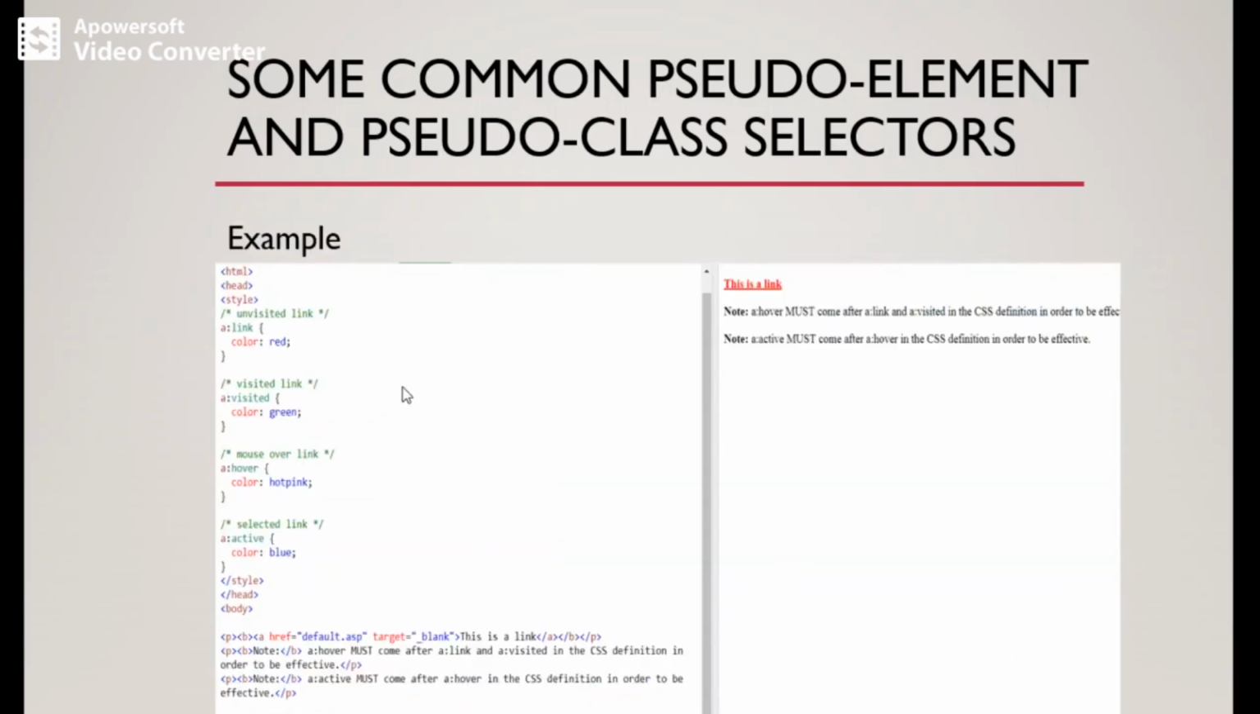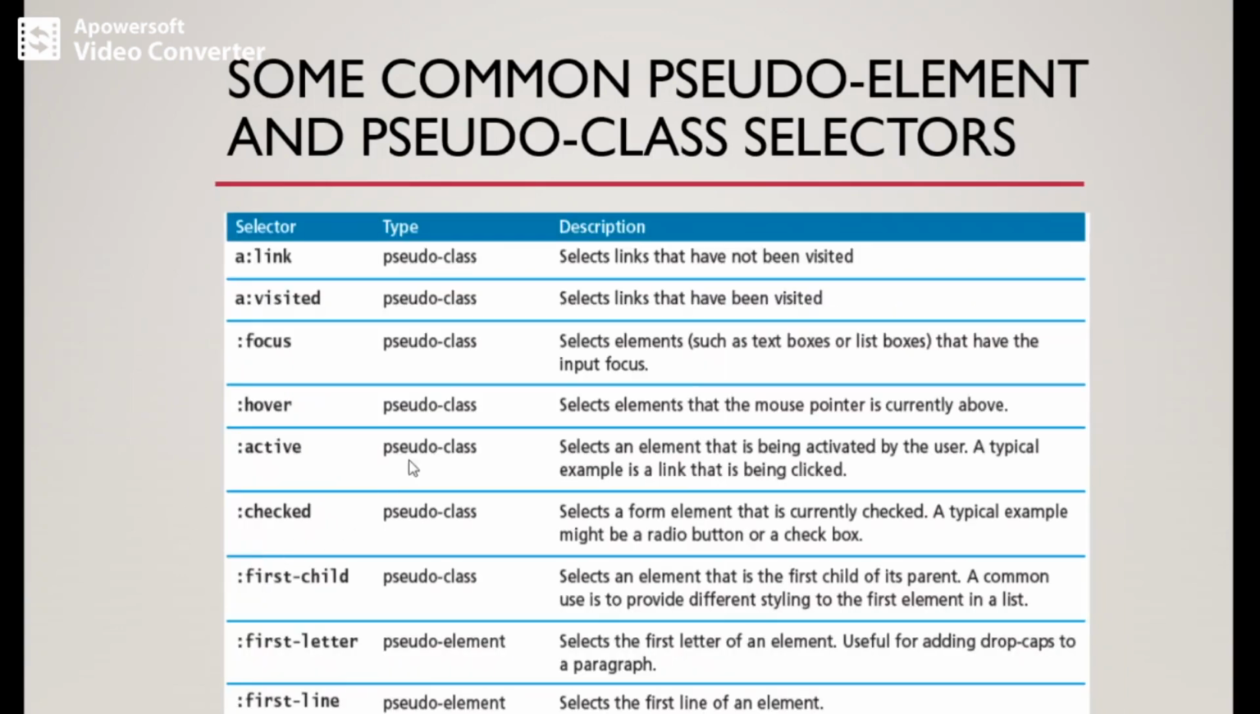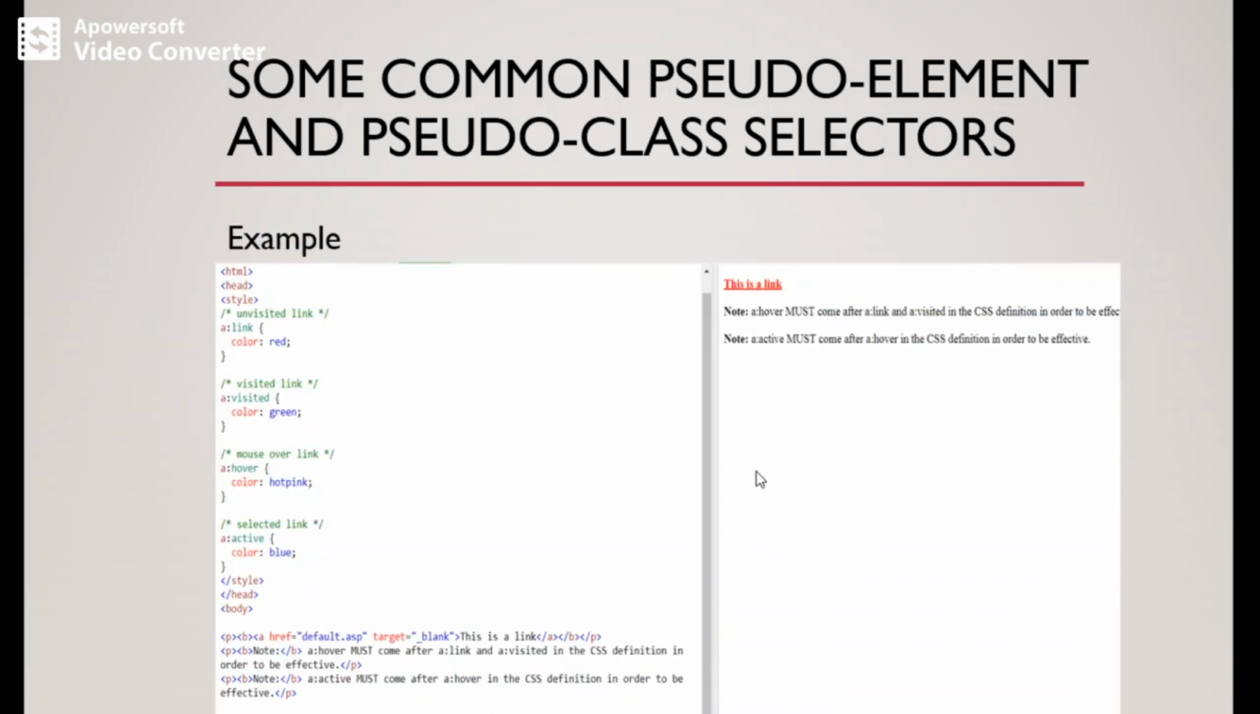So you can see the example here. A link, you are checking the unvisited link. A visited link. A hover, that is mouse over the link. Active link, active in the sense that it selects an element that is being activated by the user. A typical example is a link that is being clicked. So you can see here.